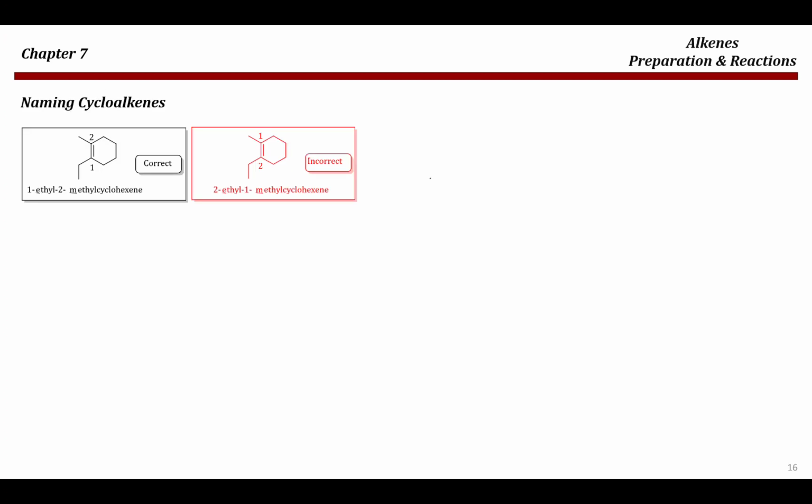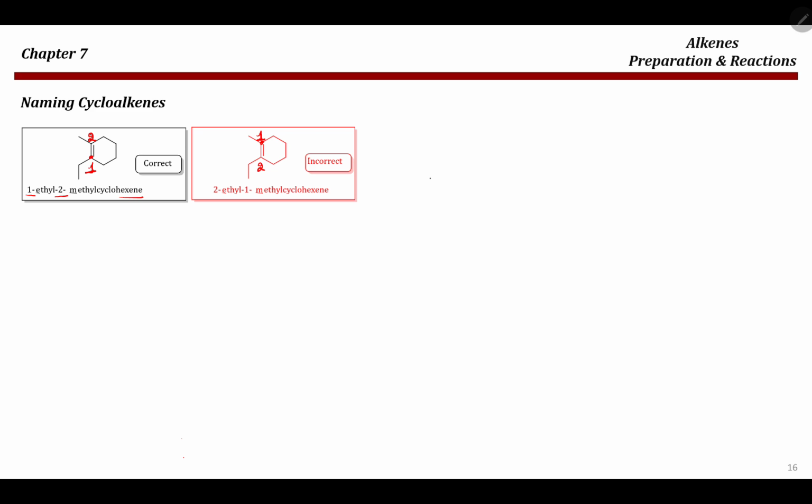For example, in this case here, both branches now are at the double bond. So I have two options. I can start numbering from this carbon here, which means that this is going to be number 1. So this carbon will be number 2. And the name will be 1-ethyl 2-methyl cyclohexene. Or I can start numbering from this carbon here, and the name will be 2-ethyl 1-methyl cyclohexene.